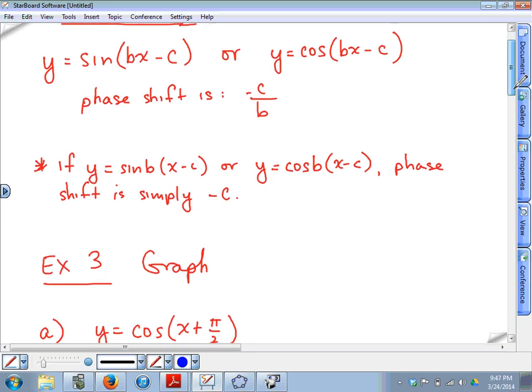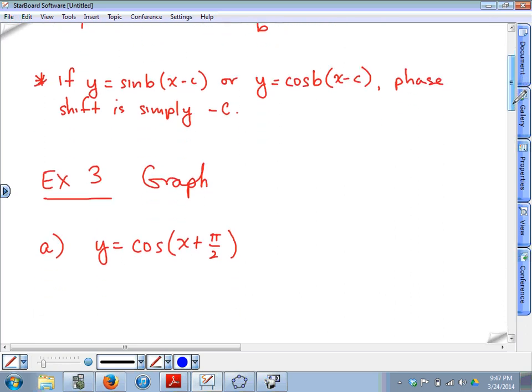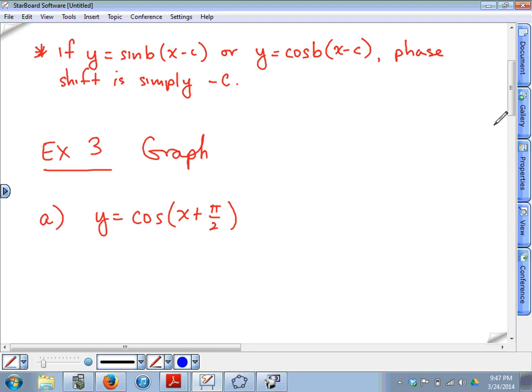So, again, we'll start off real simple. For example C, we're going to graph y equals cosine of parenthesis x plus pi halves. Now notice there is no amplitude change. There's nothing in front of the function to change the amplitude. There's also nothing directly in front of x, neither inside the parentheses nor outside of the parentheses. So there's nothing affecting the period. The amplitude is 1, the period is 2 pi.